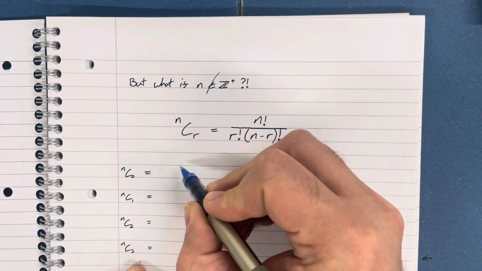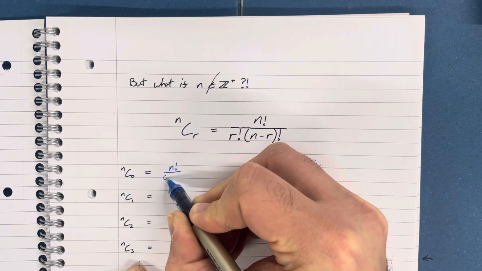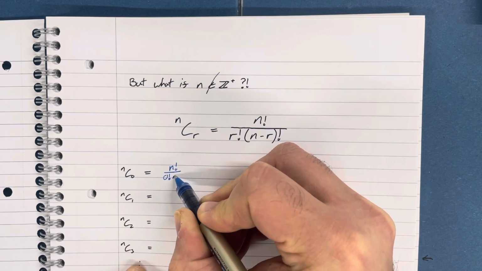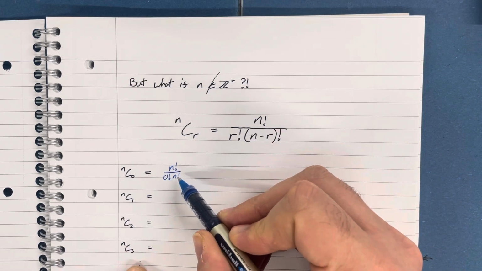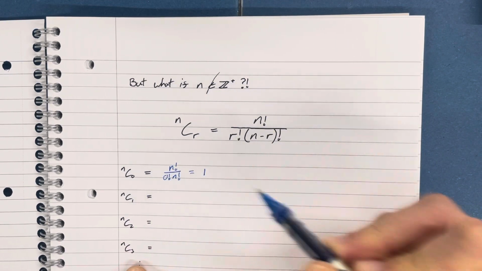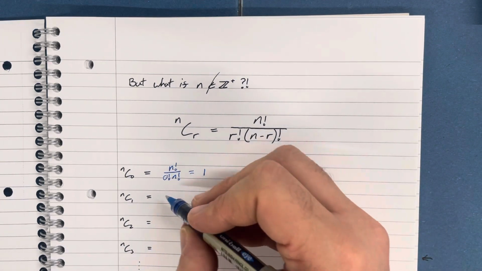So let's have a look first of all. nC0, that is by definition n factorial divided by 0 factorial times n minus 0 factorial. We know that 0 factorial is 1, not 0, so we're left with n factorial over n factorial, which is 1. Okay, that's not overly interesting and hard to see a pattern, but let's keep going.